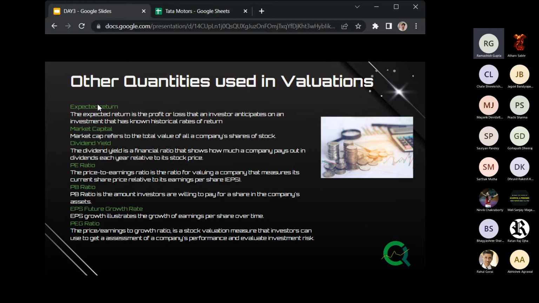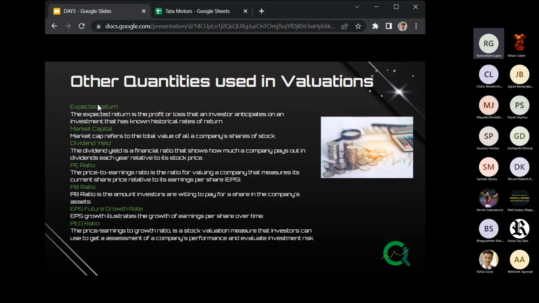What does dividend yield mean? It is how much dividend the company has paid out to its shareholders. Next is PE ratio. We'll talk about the PE ratio and PB ratio while calculating things.